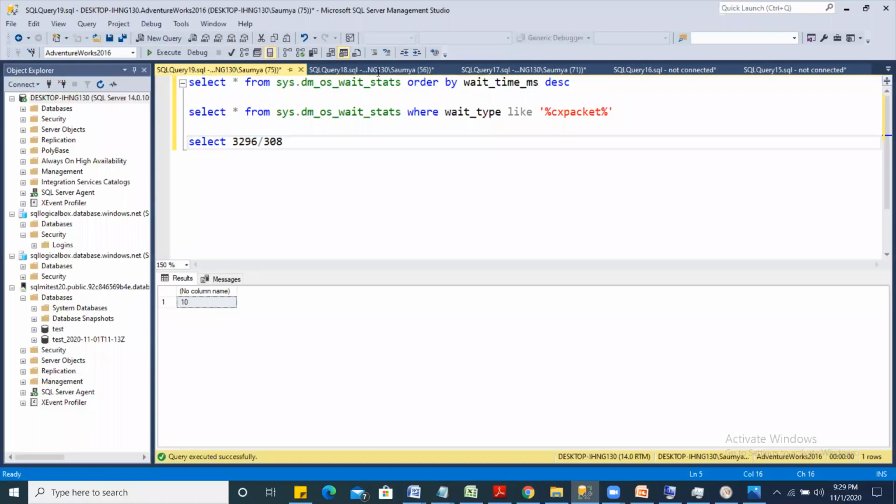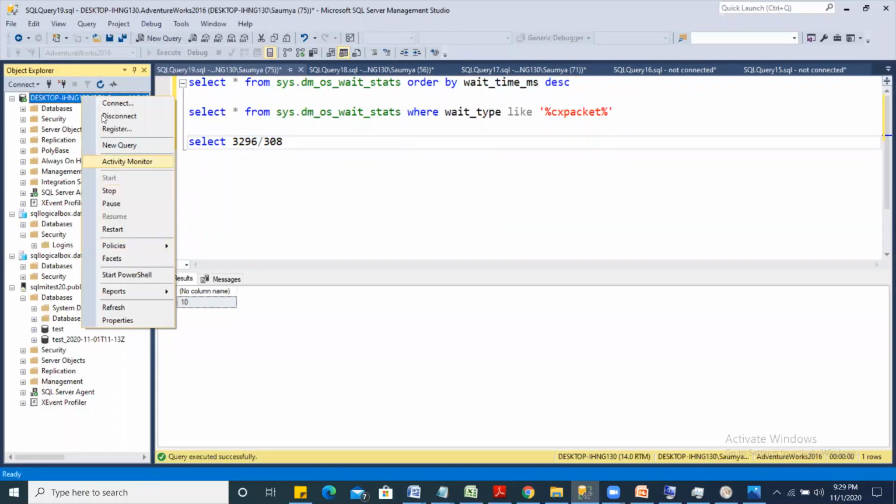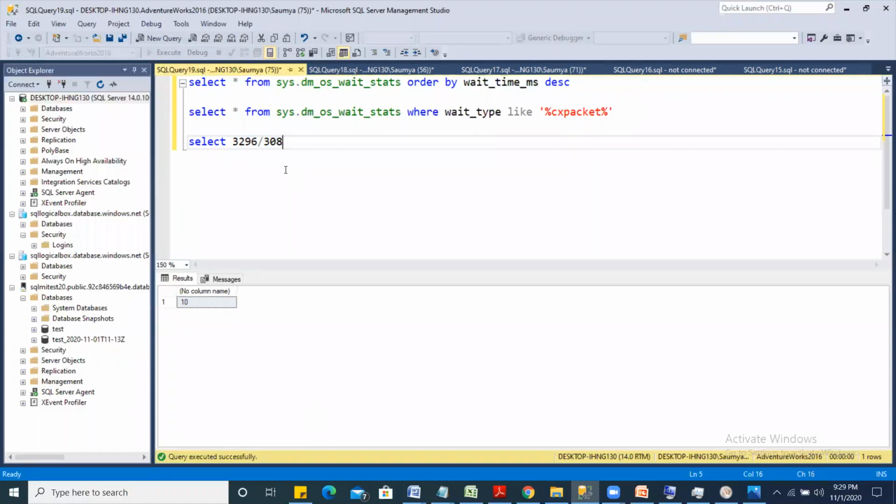Okay. So if you see that your CX packet is very high, what you can do is reduce the max drop value. That is what the practice says. If your CX packet value is not high, don't touch the max drop value, or the cost threshold for parallelism value.